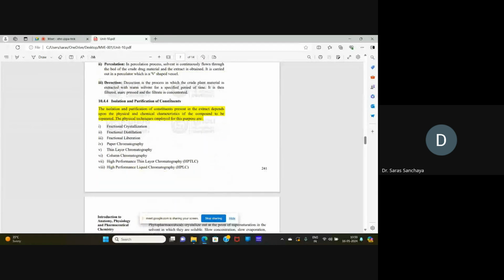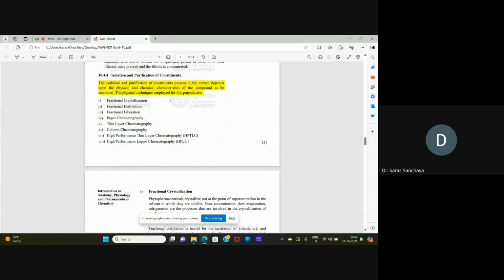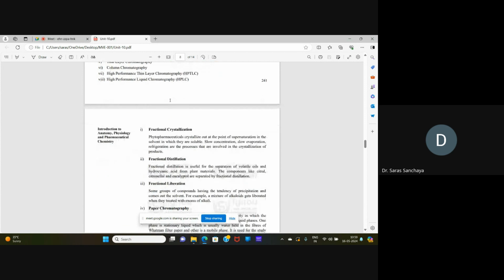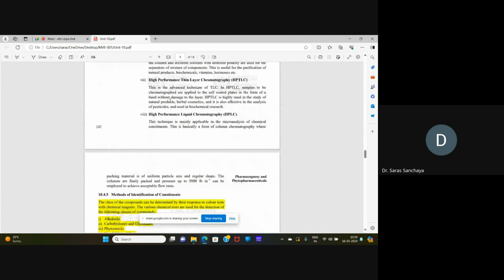Isolation and purification of constituents. The isolation and purification of constituents present in extract depends upon the physical and chemical characteristics of the compound to be separated. The physical techniques employed for this purpose are fractional crystallization, fractional distillation, fractional liberation, paper chromatography, thin layer chromatography, column chromatography, high performance thin layer chromatography, high performance liquid chromatography, and so on. So we can see various methods.